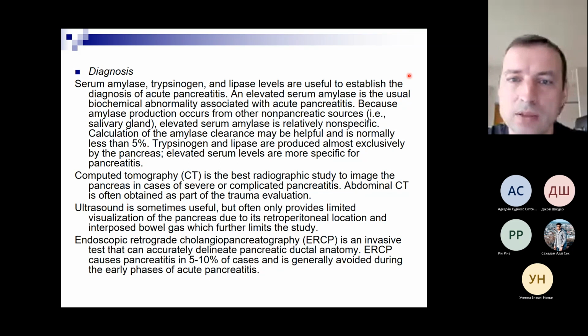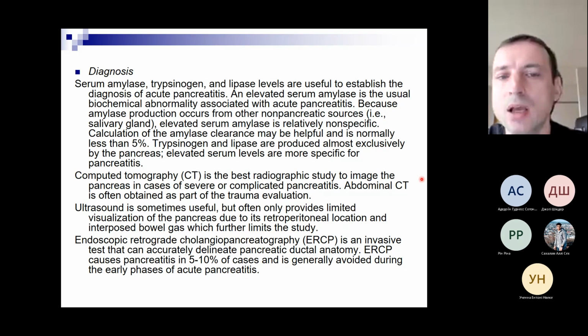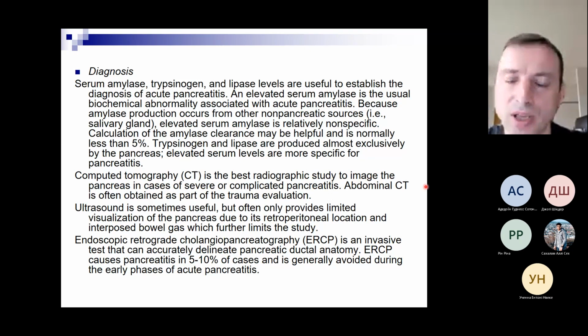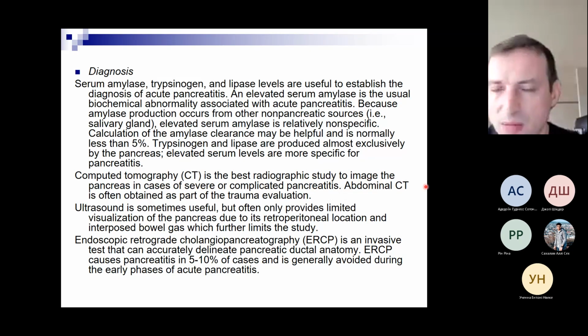Trypsinogen and lipase are produced almost exclusively by the pancreas. Elevated serum levels are more specific for pancreatitis. Computed tomography is the best radiographic study to image the pancreas in cases of severe or complicated pancreatitis. Abdominal CT is often obtained as part of the trauma evaluation.